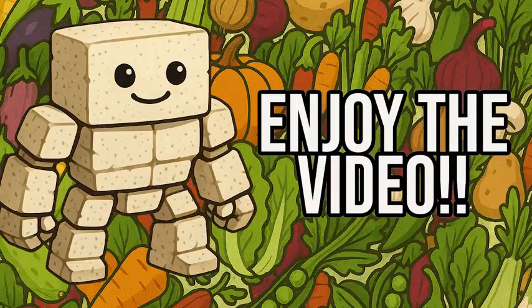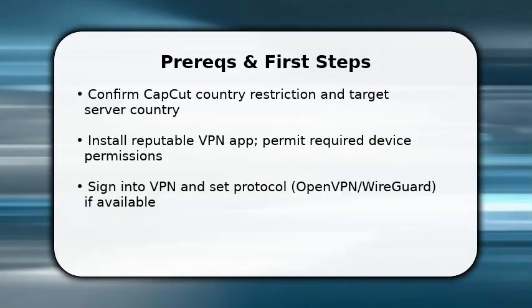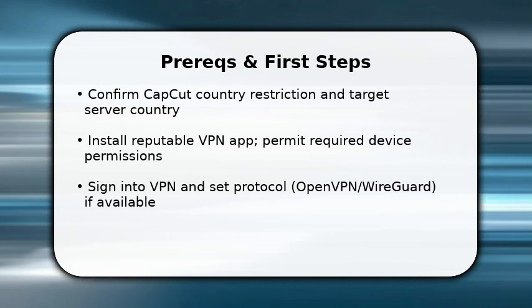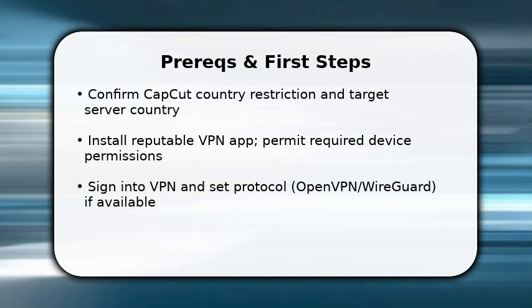Please enjoy the video. You start by confirming why you need a VPN for Capcut: access region-locked content, or protect data. Once done, install a reputable VPN app and grant only necessary permissions. Next, sign in and choose the server country that matches the Capcut region you need. This changes how Capcut sees your location.